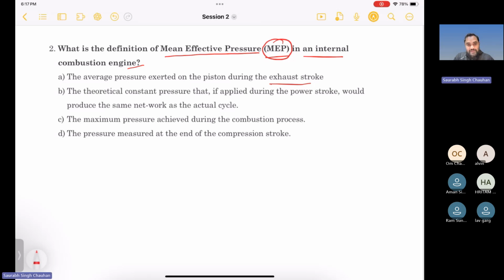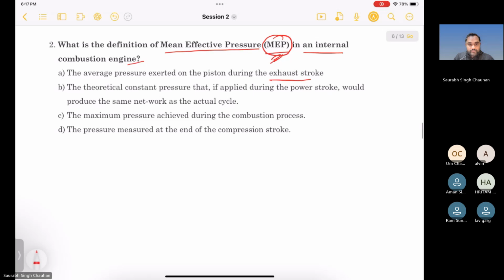So this value is very important, and there will be some numericals based on this mean effective pressure. Okay. So is that clear what I mean? For example, from thermodynamics background, you know how to calculate the work output of one cycle, right? You know how to calculate that.